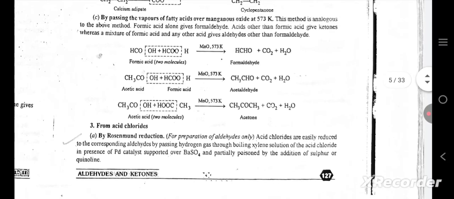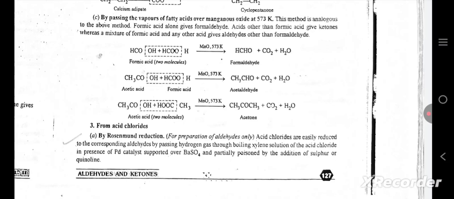By passing the vapors of fatty acids over manganese oxide at 573 Kelvin. This method is analogous to the above method. Formic acid alone gives formaldehyde. Acids other than formic acid give ketones, whereas a mixture of formic acid and any other acid gives aldehydes other than formaldehyde. From acid chlorides.